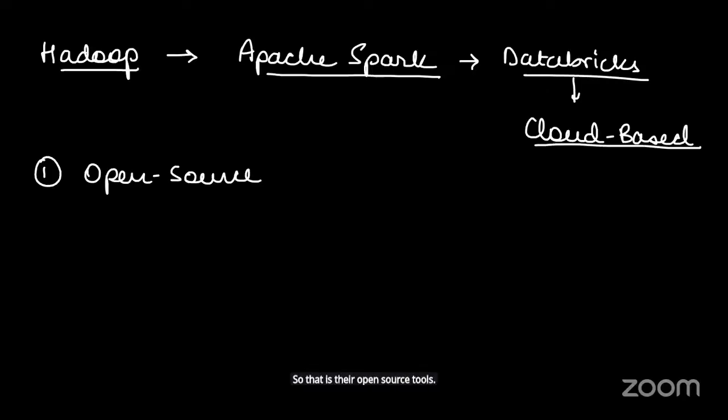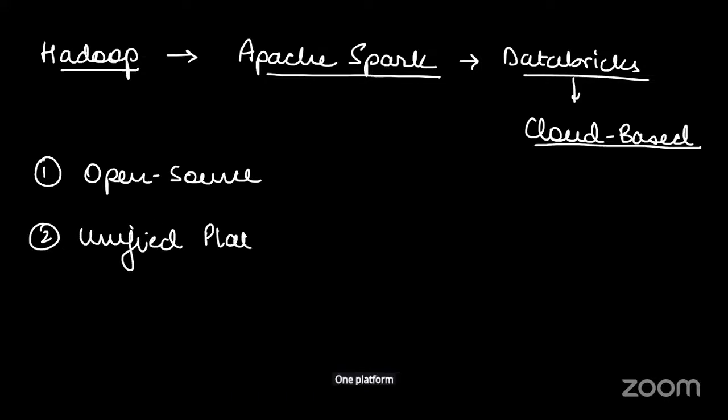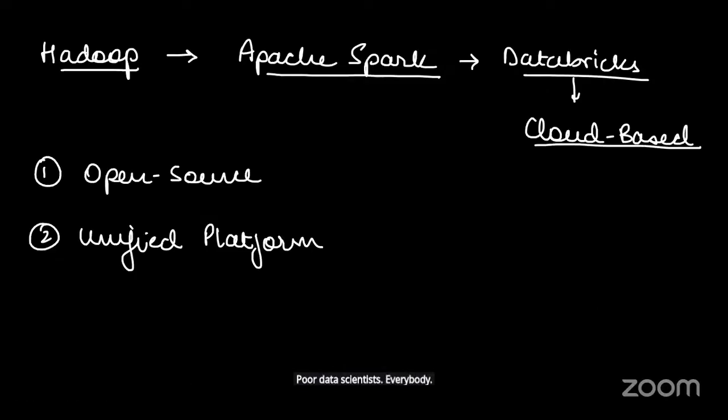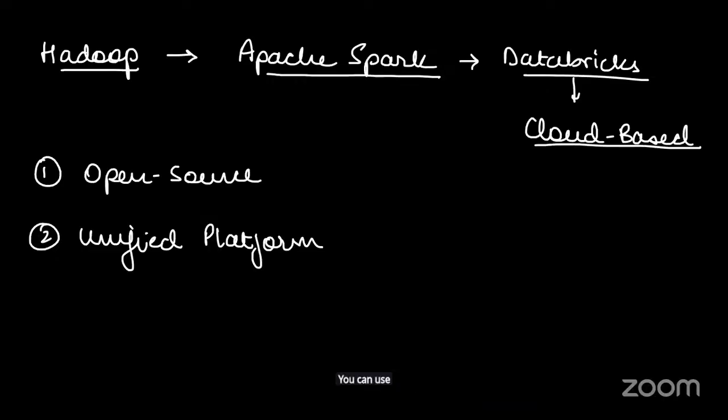The second pillar is what I've already told you, the unified platform. One platform for everybody: for data engineers, for data analysts, for data scientists. Databricks is the dream environment for building your scalable data pipelines. You can use familiar languages like SQL, Python and Scala, and you can build your complex ETL and ELT processes. You can build the pipelines with Delta Lake tables.